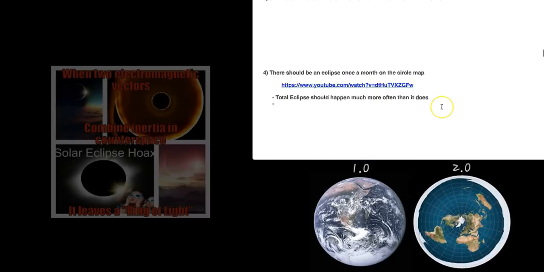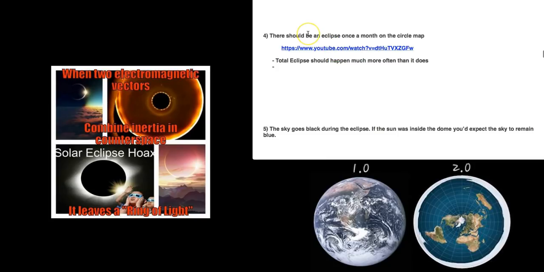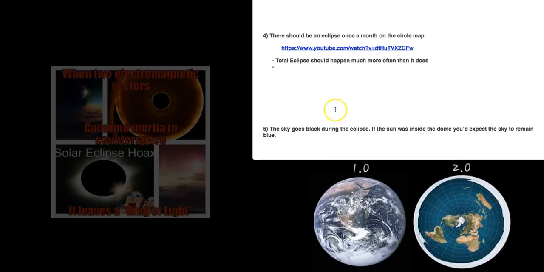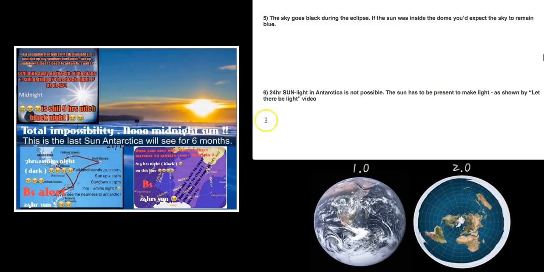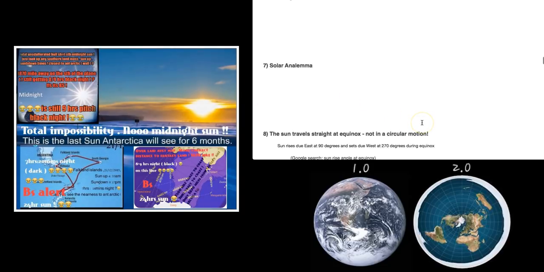We covered the eclipses, how we should expect more frequent eclipses, and the sky shouldn't be going black if the sun is within the dome. We saw that 24-hour sunlight in Antarctica is not possible.